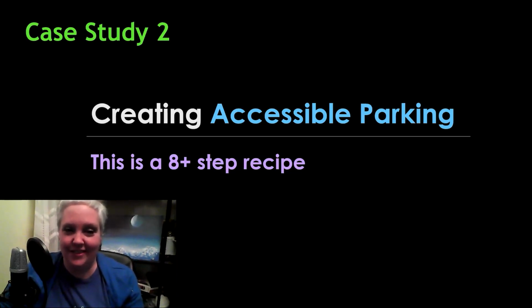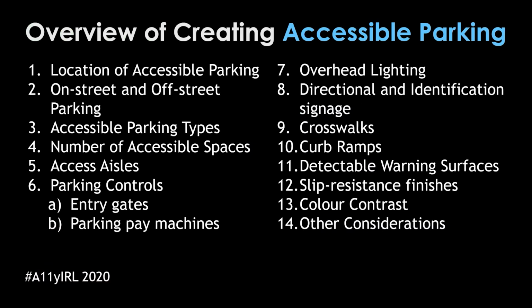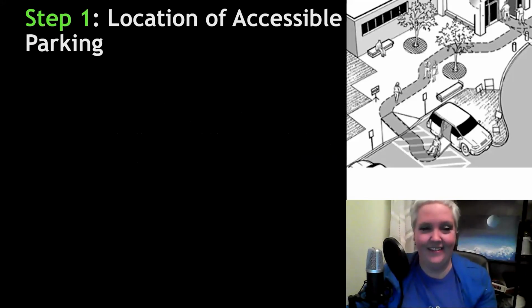Study 2 is creating accessible parking. So again, 8 steps out of a many-step process. And you can see here, there's actually 14 typical things to be thinking about if you're going to do successful parking. So for example, the location of the accessible parking is the first thing you have to think about.